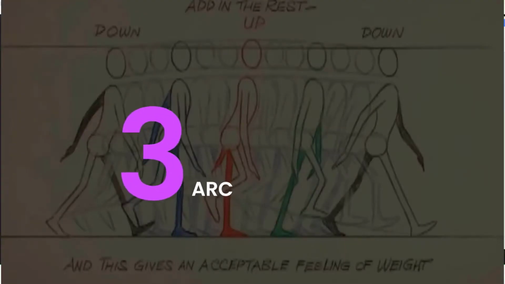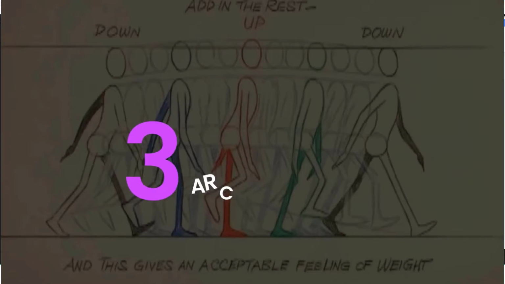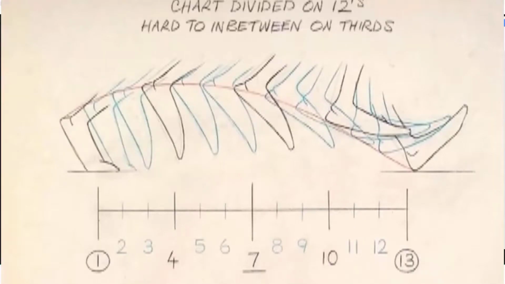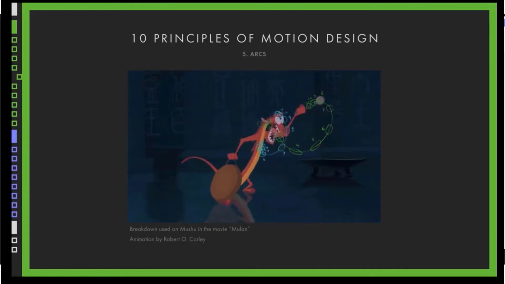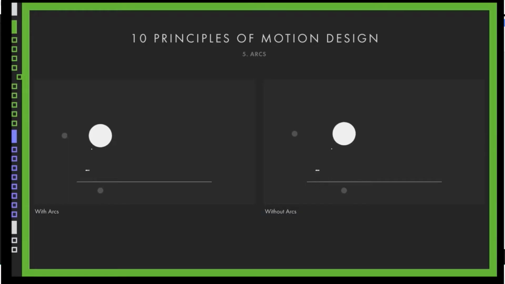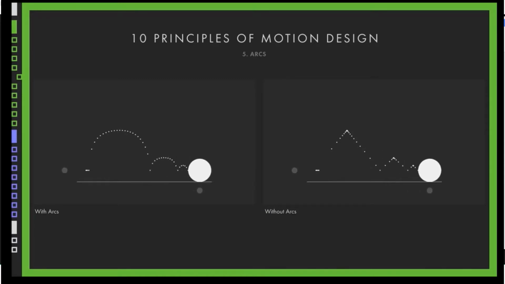The third principle is the principle of arc. Most human and animal movements follow an invisible arc or closely circular path. So also do thrown objects and projected objects. There is a particular arc when you do a breakdown of how movement occurs. There's an arc or circular path that they follow.